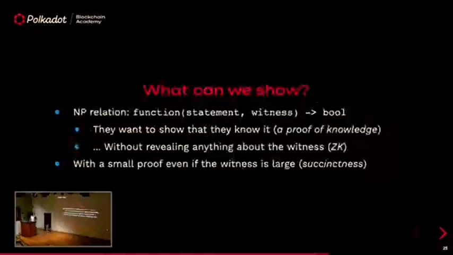So again, with ZK SNARKs, we can show any NP relation. Show that you know it without revealing anything about it, with a small proof, even if the witness is actually quite large.